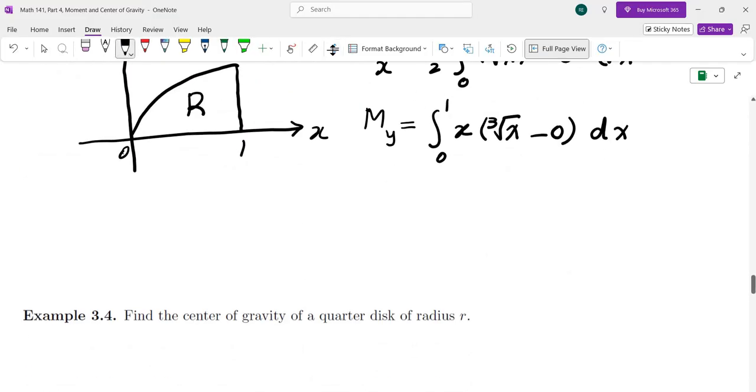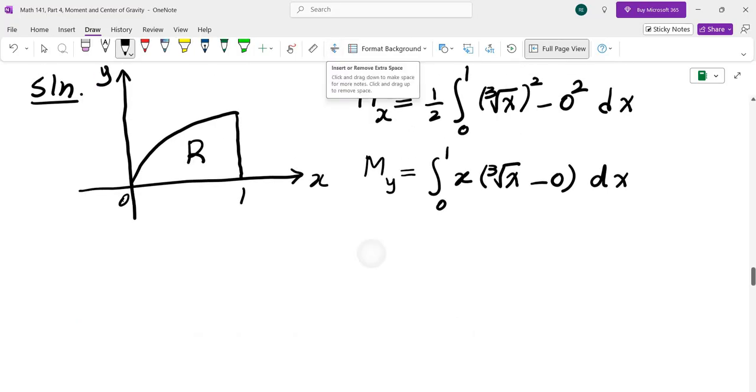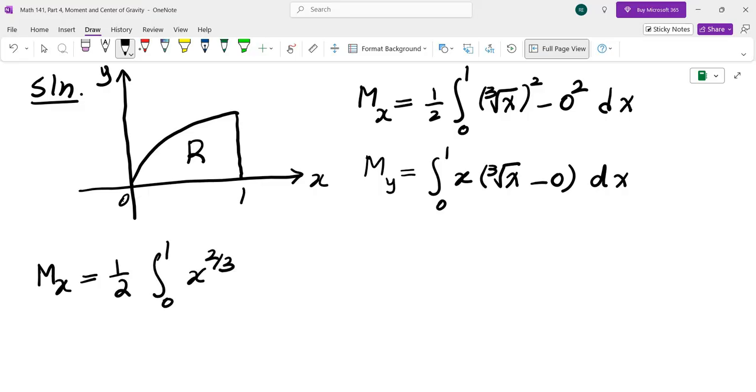So these are easy integrals. These are just using power rules. So we get m sub x is going to be 1/2 integral from 0 to 1 of x to the power of 2/3 dx, which is 1/2 times, so we have to add 1 to the exponent, which gives 5/3, so we get 3/5 x to the power of 5/3 from 0 to 1.